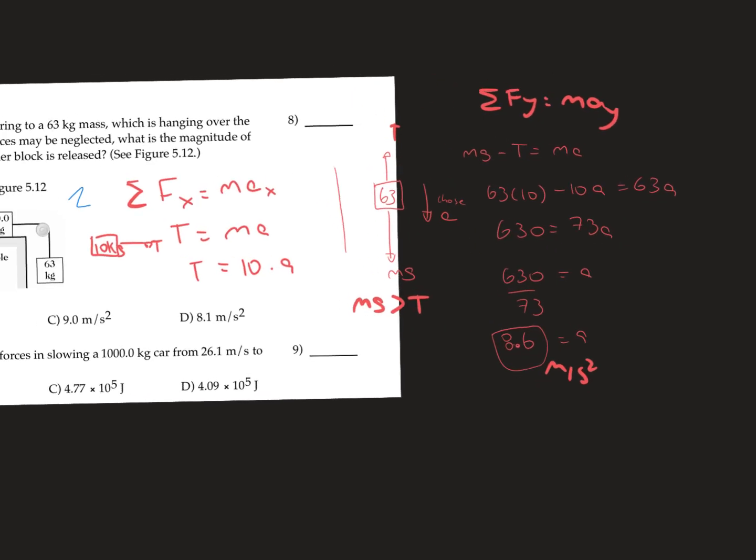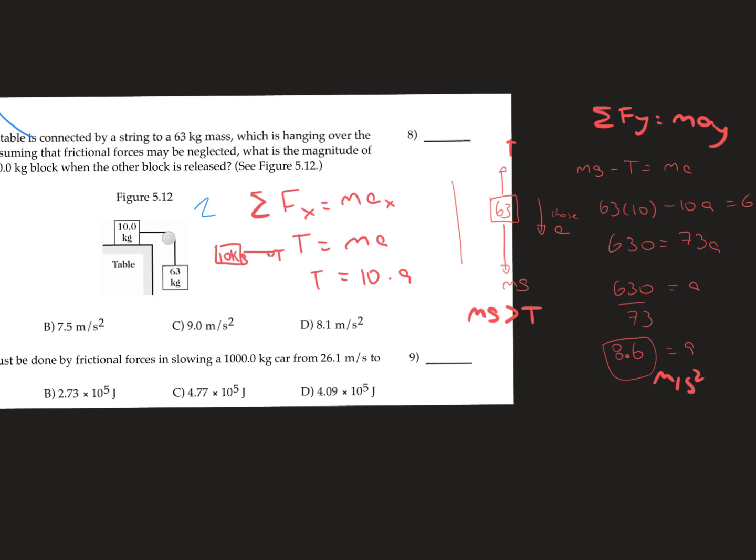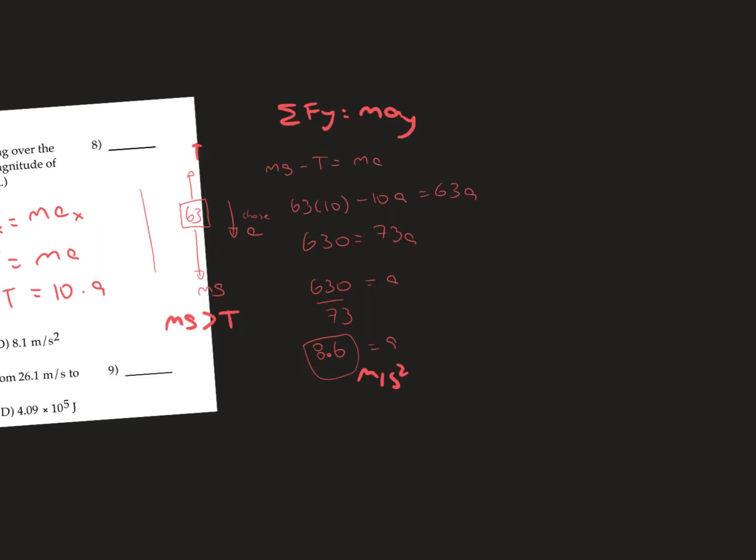In the second part of the problem, we're going to look at the second block, the 63 kilograms. I just drew it right here. We have a tension going up and we have the weight going downwards, mg. If we choose the acceleration to go downwards, that means the weight is going to be positive and the tension is going to be in the opposite direction, so negative. So if we do the sum of all the forces in the y direction equal to ma, we can replace that sum with the weight minus the tension equals ma.